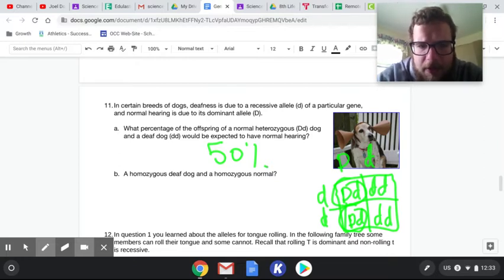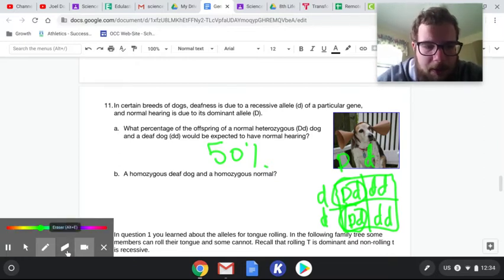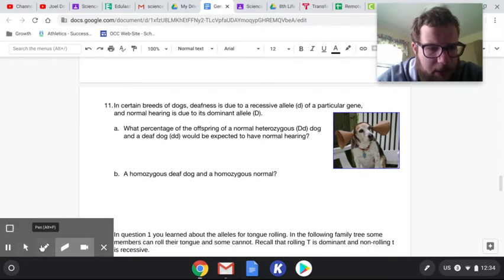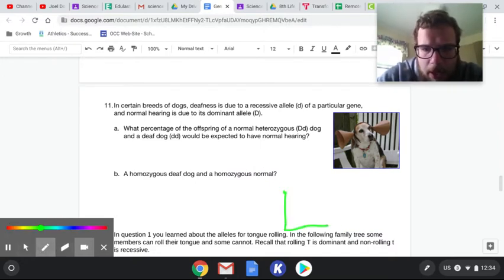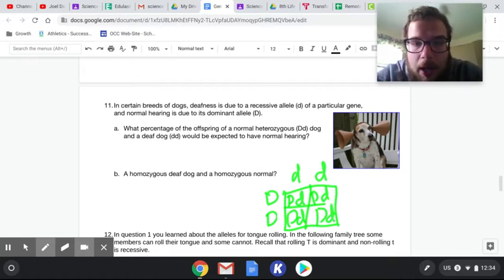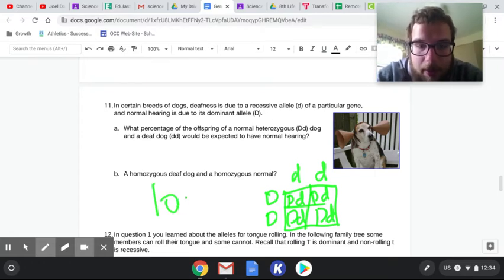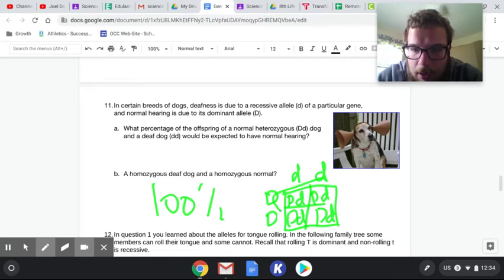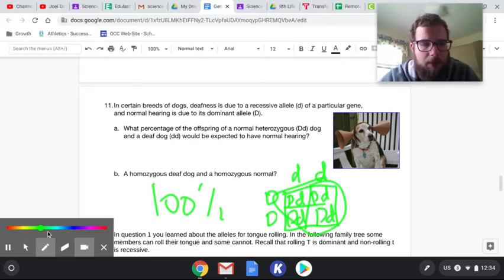Homozygous deaf dog and homozygous normal. Let me clear this. So homozygous deaf is going to be little d, little d, and then homozygous normal is going to be big D, big D. So homozygous deaf, homozygous normal. What are we going to get? They're all going to be the same. So what percentage would be expected to have normal hearing? It's going to be 100%. All of them are going to have that dominant trait, so all of them should have normal hearing.